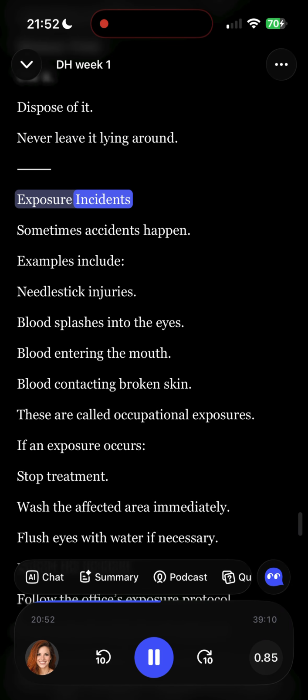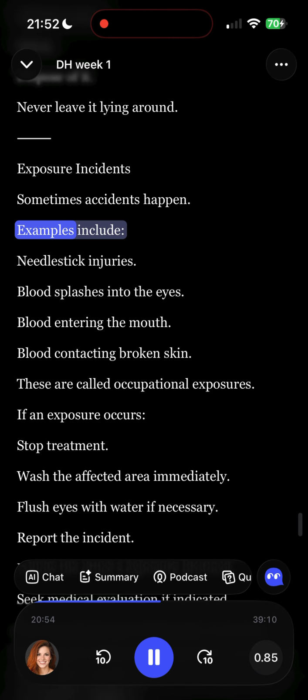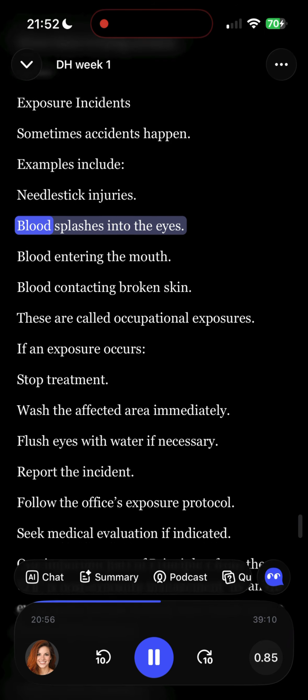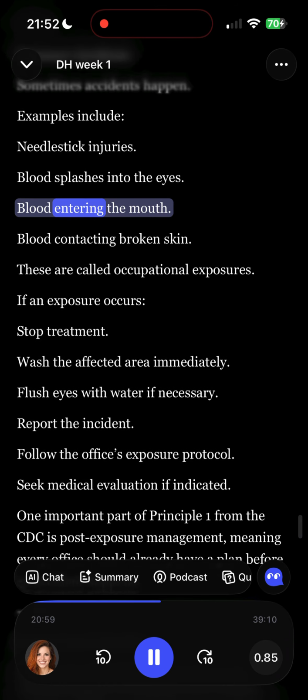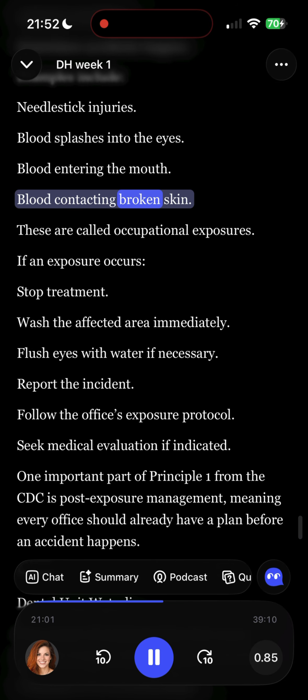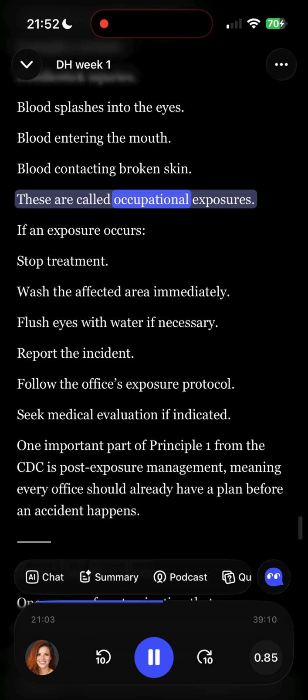Exposure incidents. Sometimes accidents happen. Examples include needle stick injuries, blood splashes into the eyes, blood entering the mouth, and blood contacting broken skin. These are called occupational exposures.